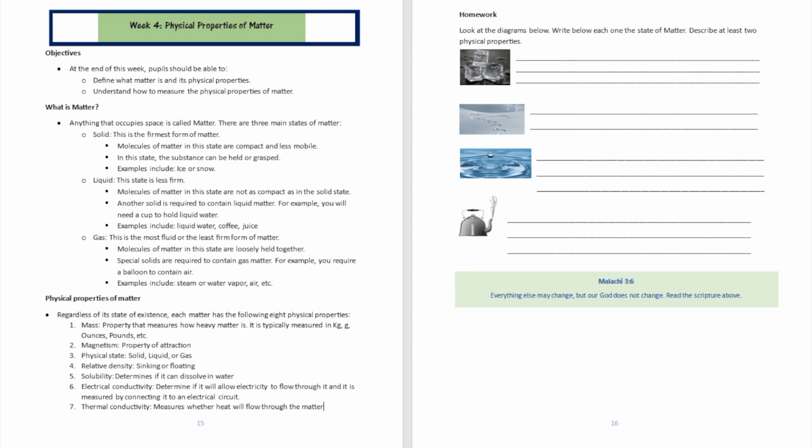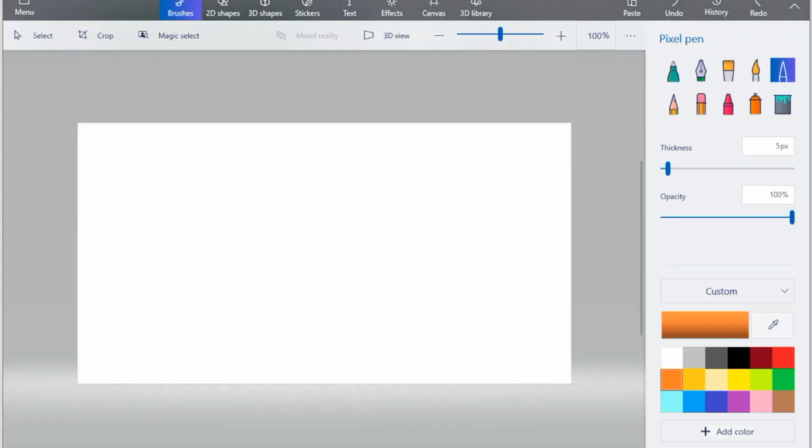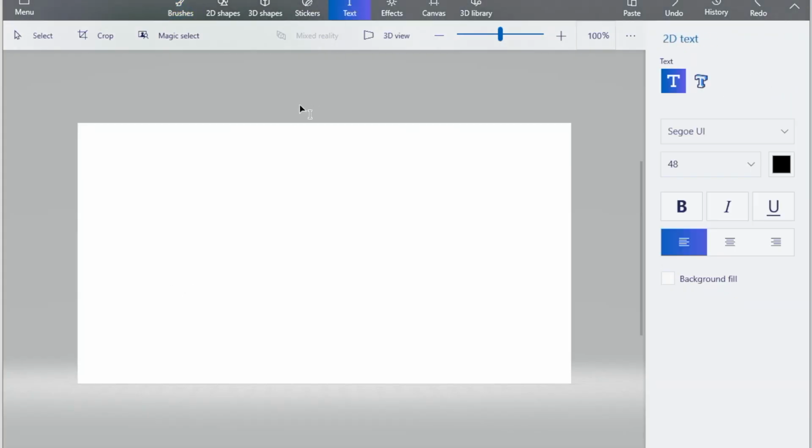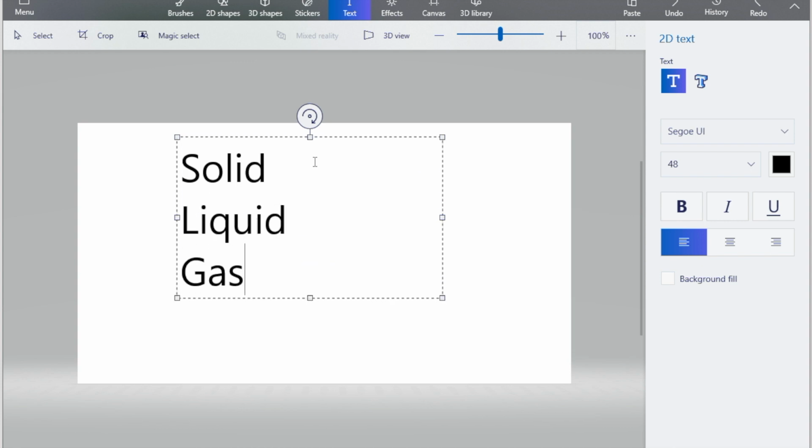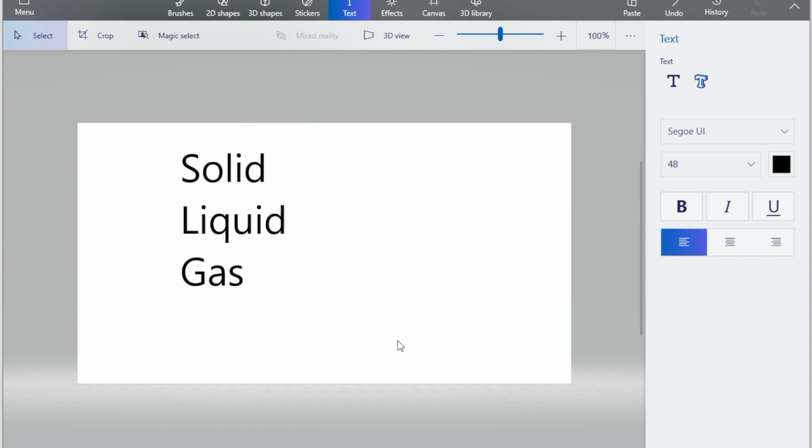So let's go ahead and try to remember some of those things that we talked about right now. What are the 3 physical states of matter? Well, we talked about solid, liquid, and gas. Are you going to be able to remember that for me? Those are the 3 physical states of matter. What other properties of matter do we have? Let's try to remember some of those properties right here.